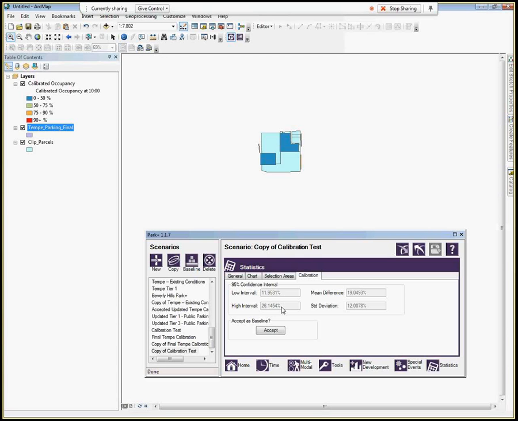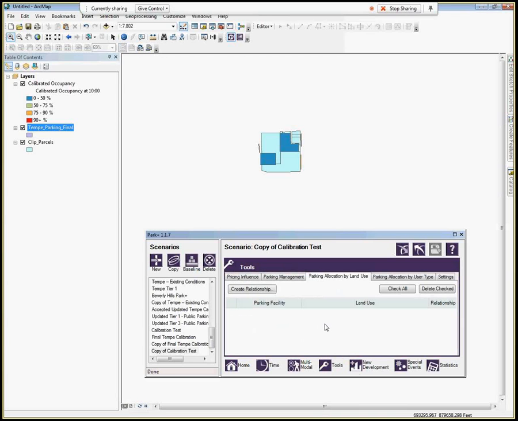And so what we would do is go through an iterative process of looking at those different settings that we created and look at how we can move those numbers down to better represent the calibrated conditions. So the first step that I'm going to do, I'll go back into the allocation screen, and this is probably the most critical step in setting up calibration, is allocating land uses to their appropriate parking facilities.